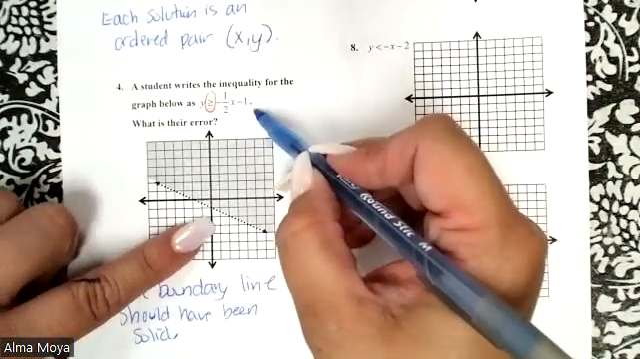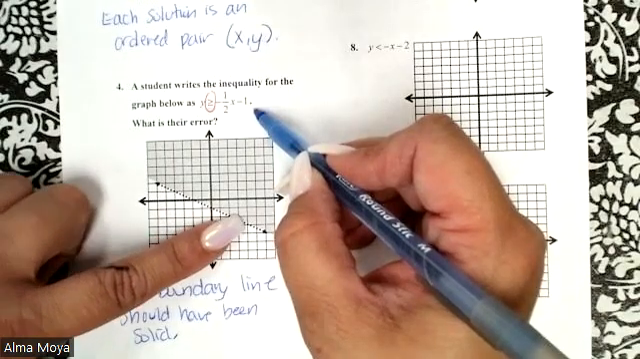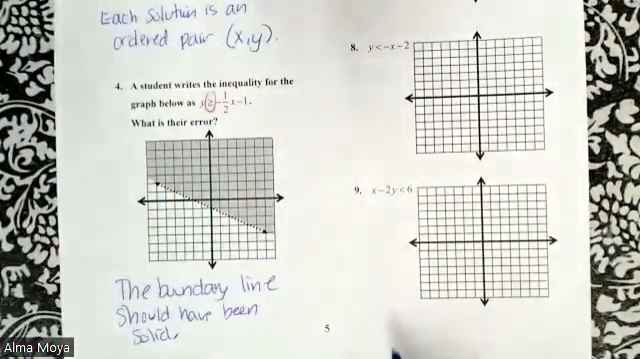Now, let's see, the y-intercept is at 1, and then it is going down 1 over 2. So the line is actually graphed correctly. It's just the boundary that's incorrect.